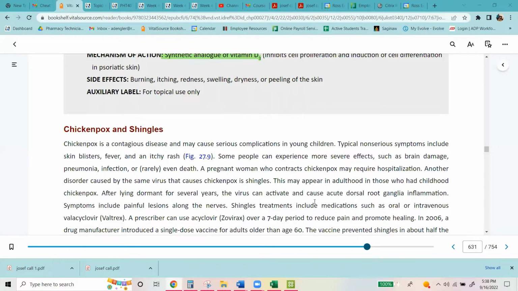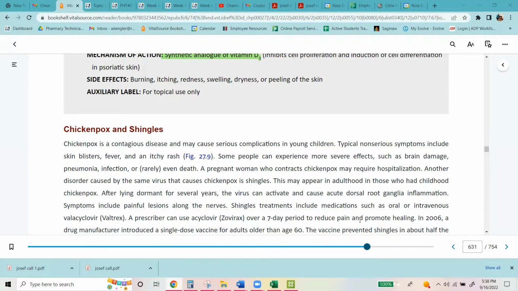Another disorder caused by the same virus that causes chickenpox is shingles. This may appear in adulthood in those who had childhood chickenpox. After lying dormant for several years, the virus can activate and cause acute dorsal root ganglia inflammation.